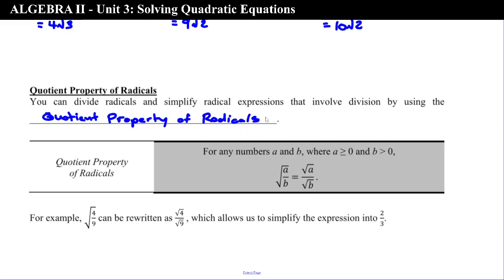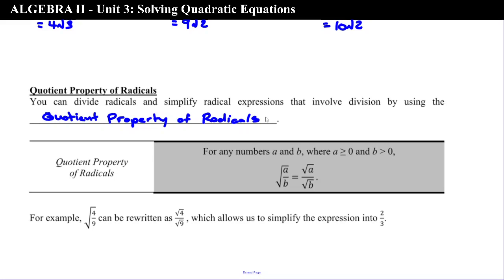So in other words, if you have a fraction under the square root, you can split up the square root for each part of that fraction. And now note here, we cannot have b equal to 0 because we cannot divide by 0. So therefore b is only greater than 0 since this is the denominator. And it can't be negative because it's under a square root.